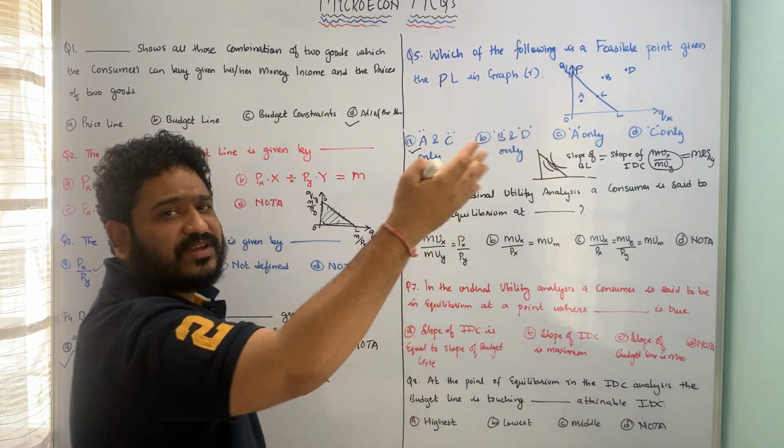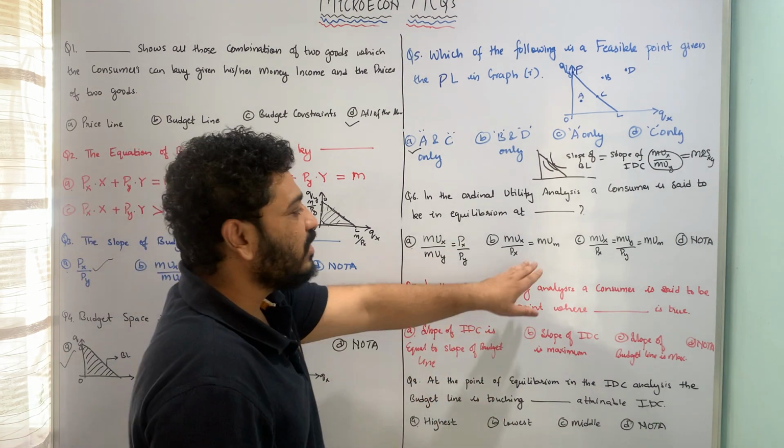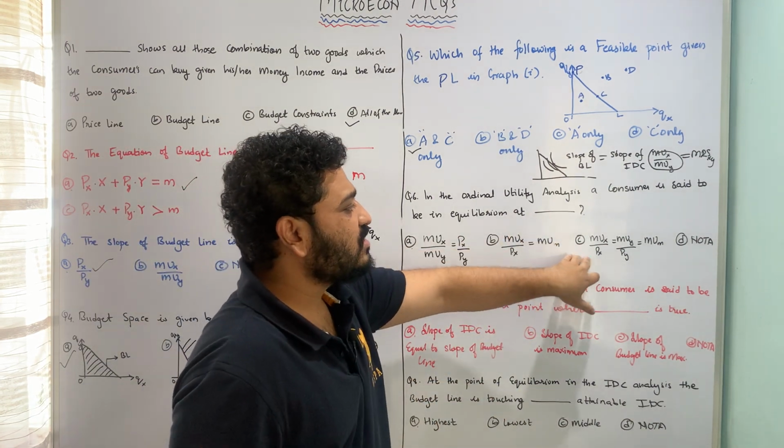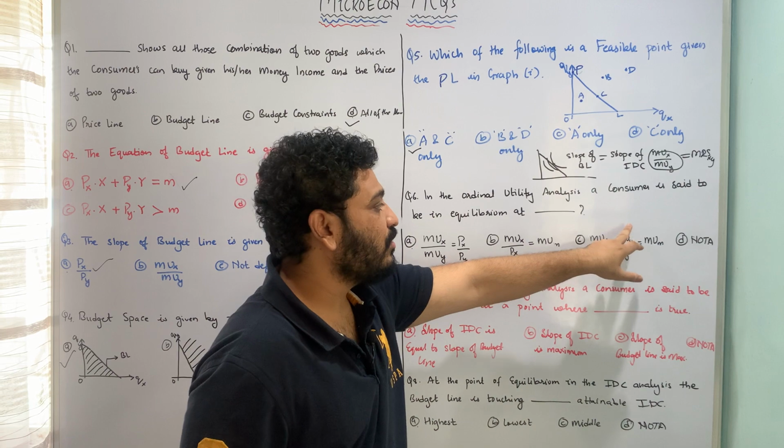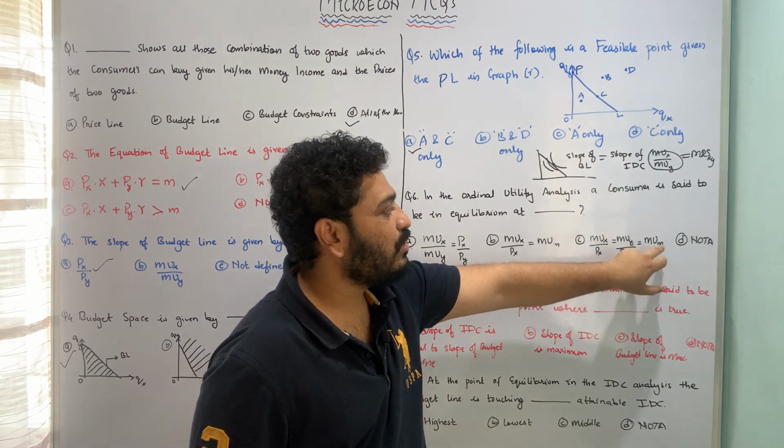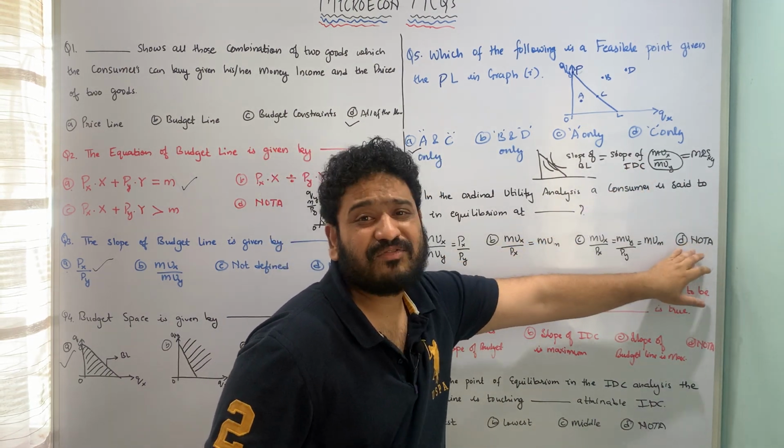Second is marginal utility of x upon price of x should be equal to marginal utility of money. Then this is marginal utility of x upon price of x should be equal to marginal utility of y upon price of y should be equal to marginal utility of money, and none of the above.